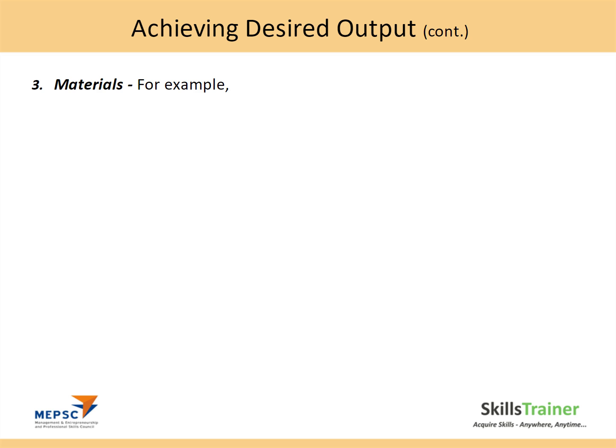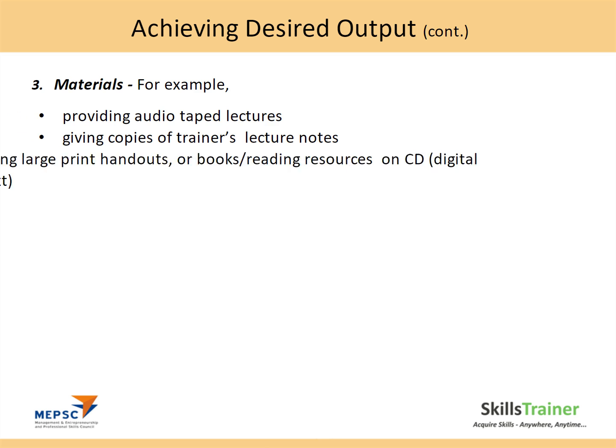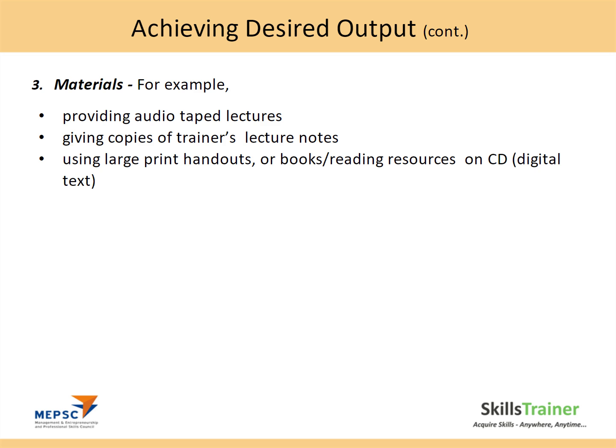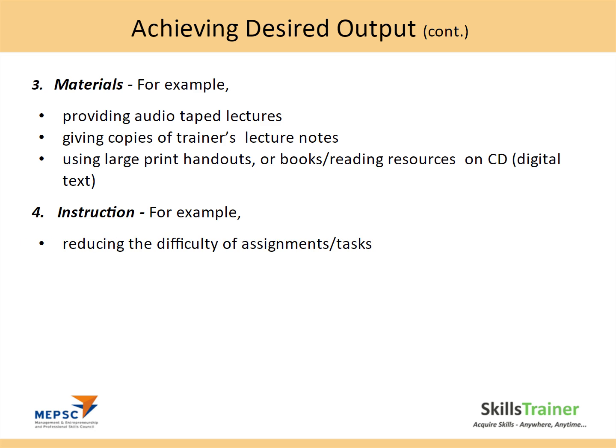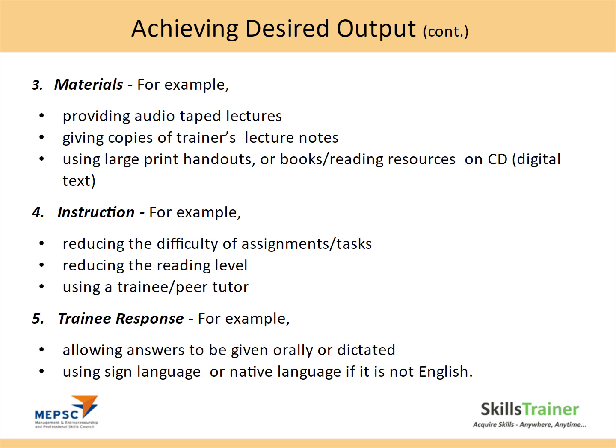3. Materials. For example, providing audio taped lectures, giving copies of trainers' lecture notes, using large print handouts or books, or reading resources on CD, digital text. 4. Instruction. For example, reducing the difficulty of assignments or tasks, reducing the reading level, using a trainee or peer tutor. 5. Trainee response. For example, allowing answers to be given orally or dictated, using sign language or native language if it is not English.